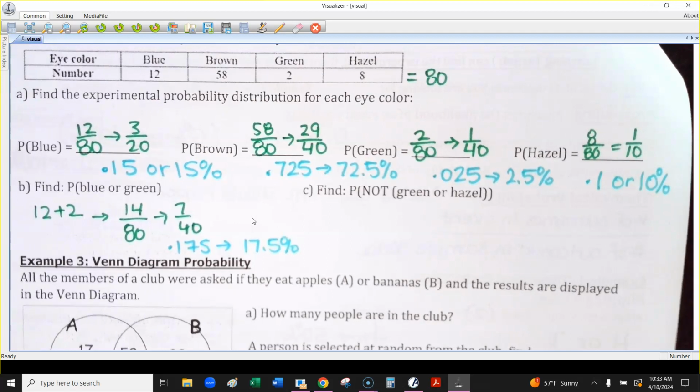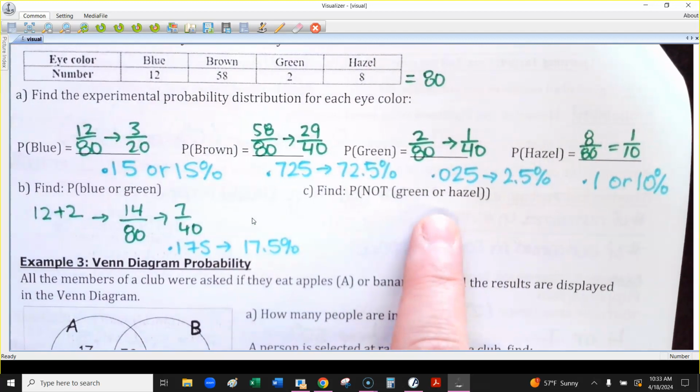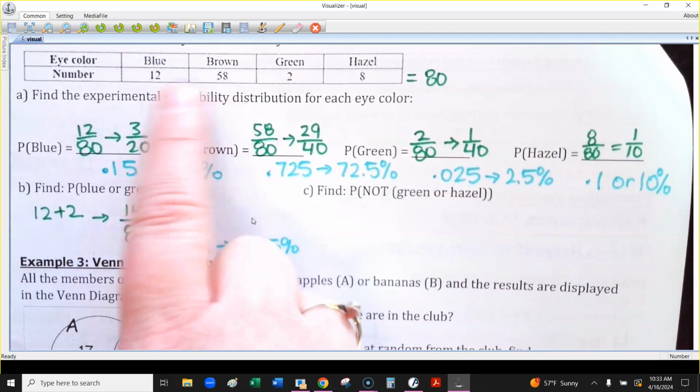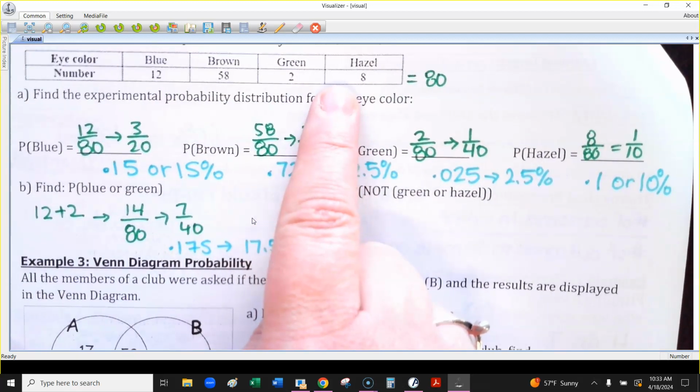Yeah, okay, there's two ways you could do it, and he said both. Basically, if we're not green or hazel, we're trying to figure out blue and brown. So we could add these together, or we could subtract these two. It's totally up to you, however you want to do it.